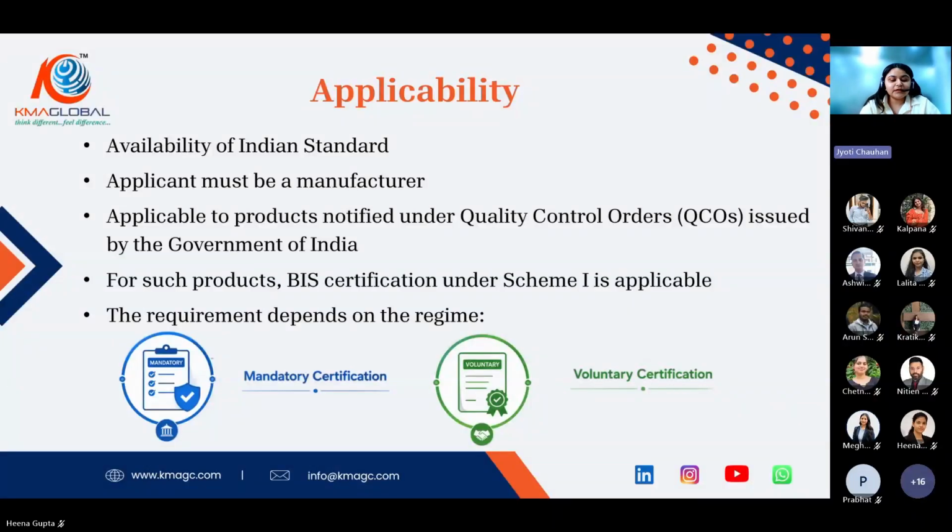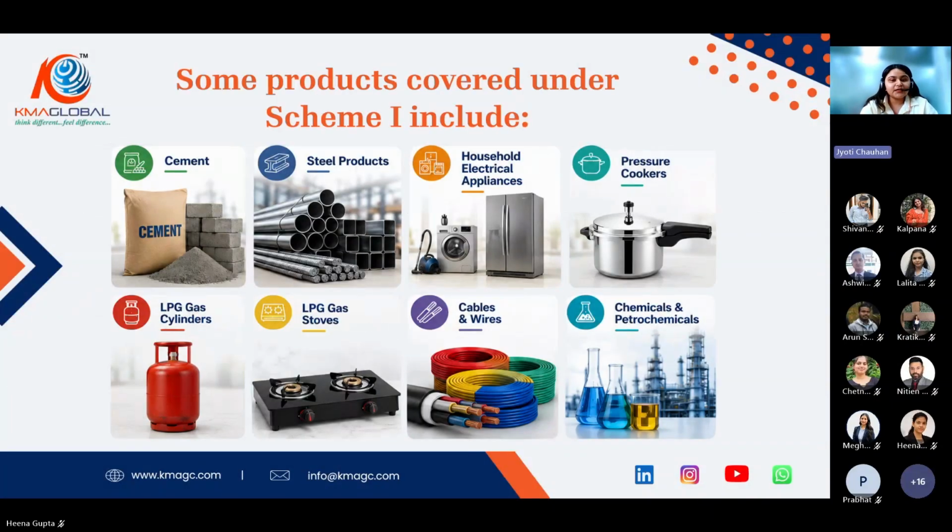For products covered under a QCO, obtaining BIS certification is mandatory before being imported or sold in India. And for other products where no QCO has been issued, manufacturers may still choose to obtain BIS certification voluntarily to demonstrate product quality and enhance customer confidence. Here are some products covered under Scheme 1. As you can see on the screen: cement, steel products, household electrical appliances, pressure cookers, LPG gas cylinders and stoves, cables and wires, chemicals and petrochemicals, and many more.